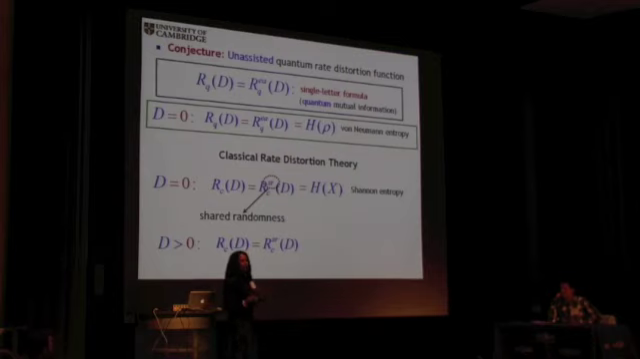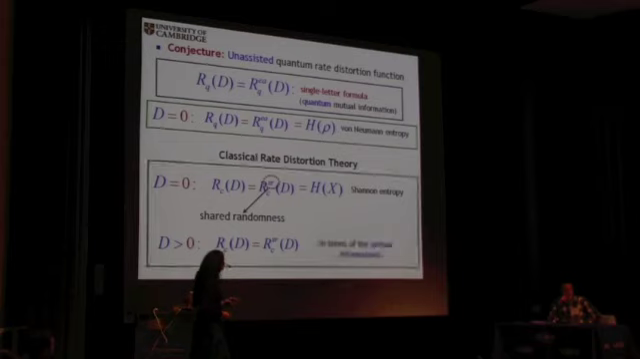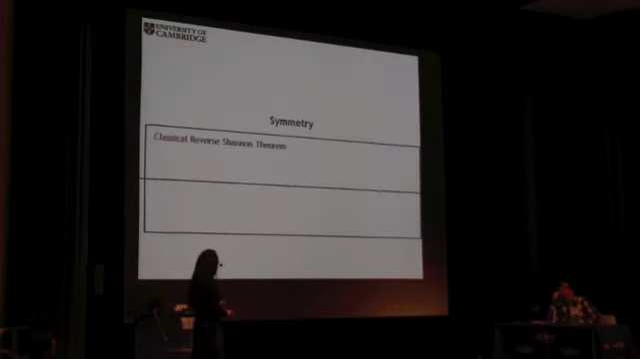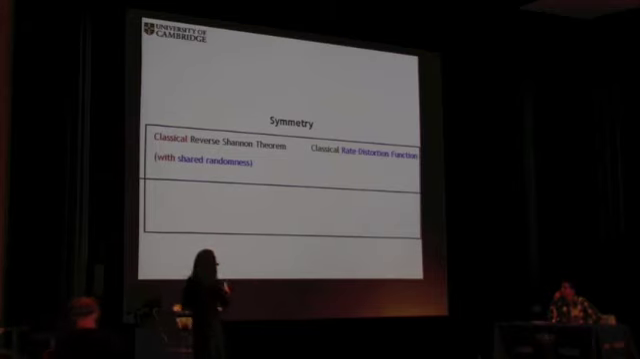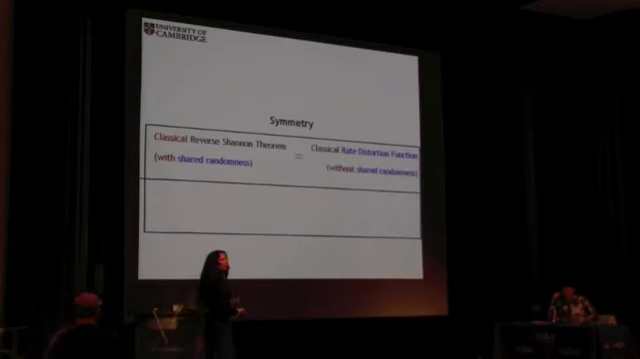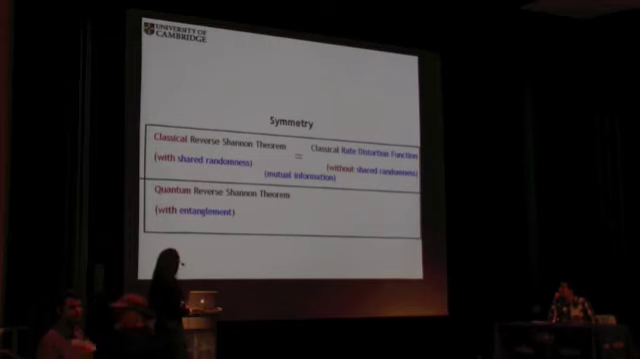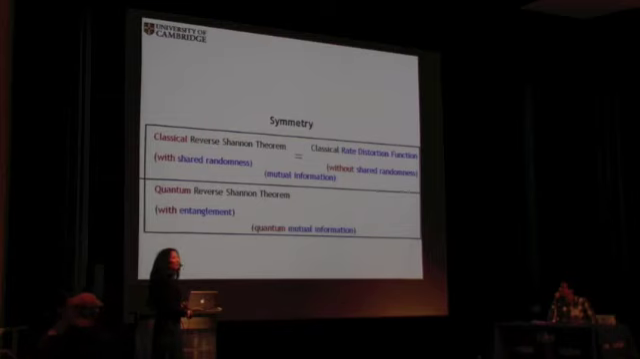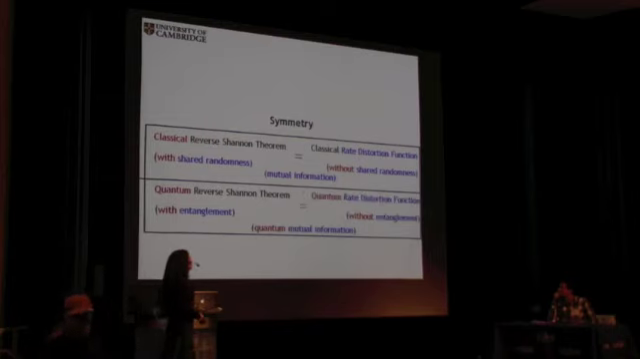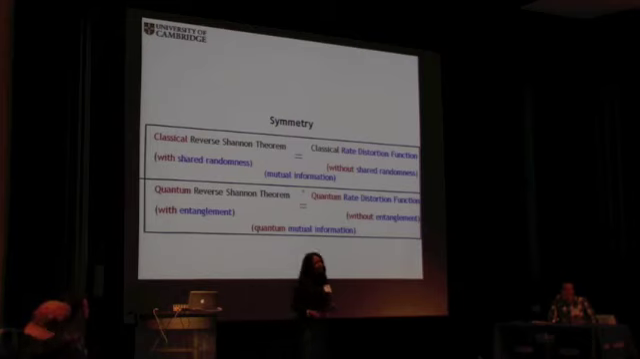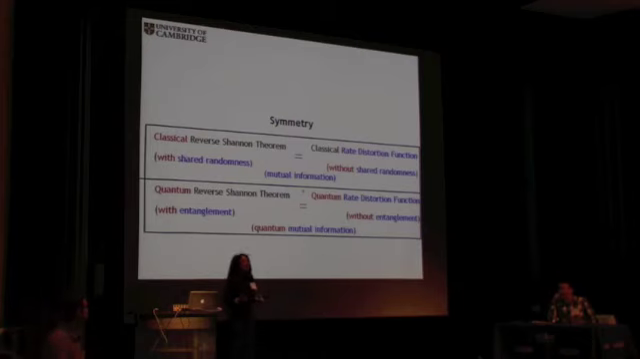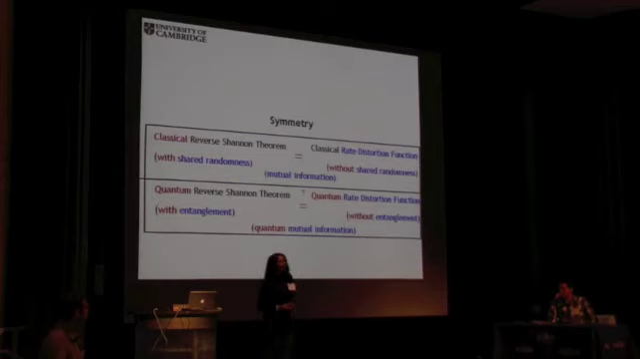Well, there is a beautiful symmetry in the quantum case from the point of view of reverse Shannon theorems. What you find is the symmetry between reverse Shannon theorems and rate distortion functions. The classical reverse Shannon theorem with shared randomness is equal to the classical rate distortion function without shared randomness, both being given by the mutual information. And similarly, it would therefore be nice to expect that the quantum reverse Shannon theorem with entanglement, which we know is given by the quantum mutual information, would be equal to the quantum rate distortion function without entanglement. We can prove the converse, but we're lacking the achievability part.